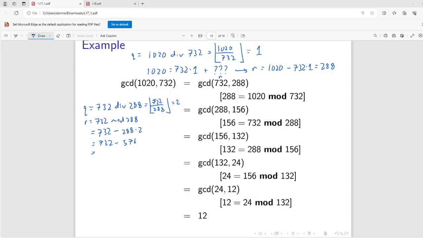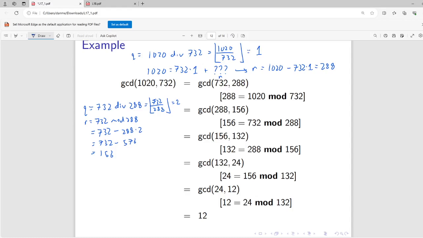I will get my calculator out here. I don't know if that will show up on the screen here, but I'm definitely using my just plain old calculator here. 732 minus 576 is 156. Alright, so this is going to be equal to 156. Alright, so that's my remainder after dividing 732 by 288.